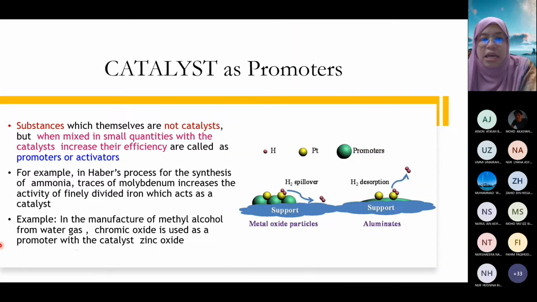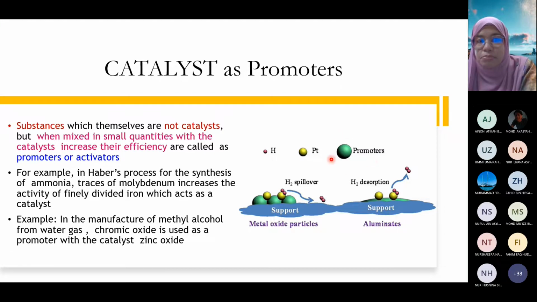Okay, and then catalysts also act as a promoter. Substances which themselves are not catalysts, but when mixed in small quantities with the catalyst increase their efficiency, are called promoters or activators. So this is how the promoters work. So platinum here is the solid catalyst. Hydrogen is the reactant. And this is the promoter.